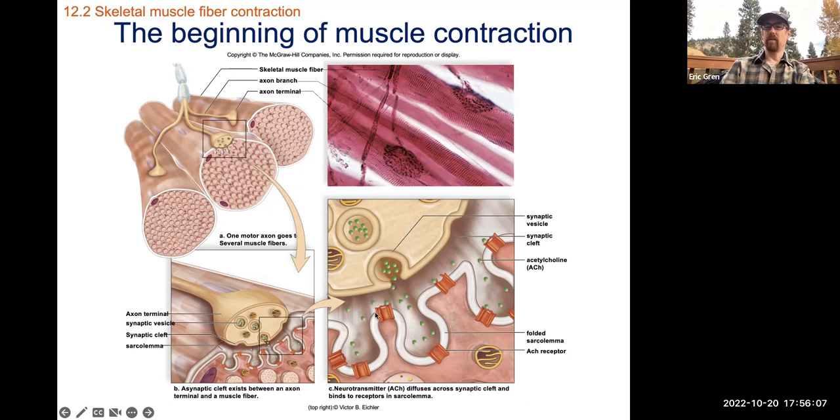And when it binds to these receptors here, that is going to trigger the release of calcium from the sarcoplasmic reticulum.